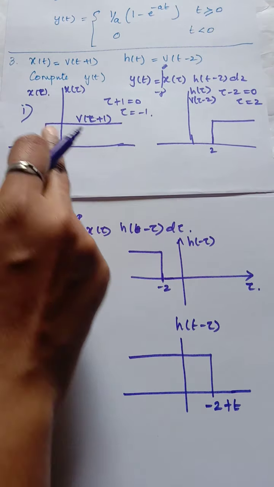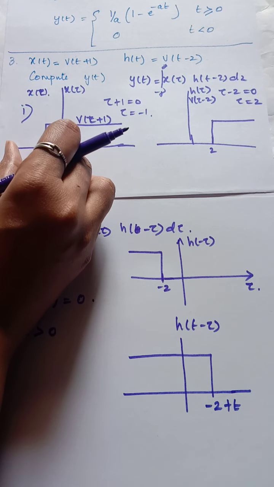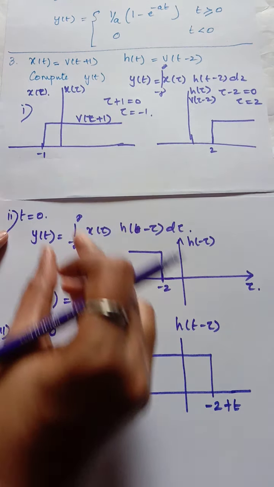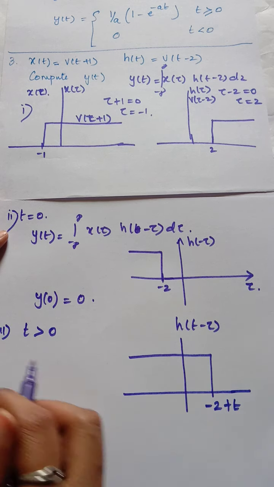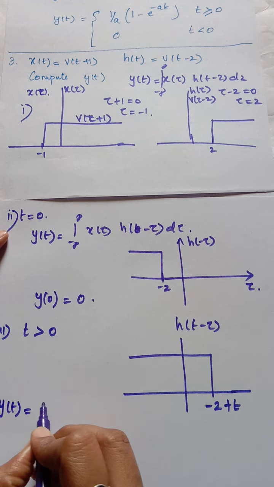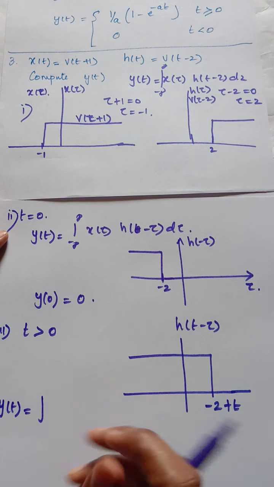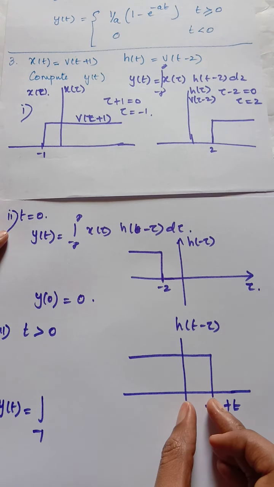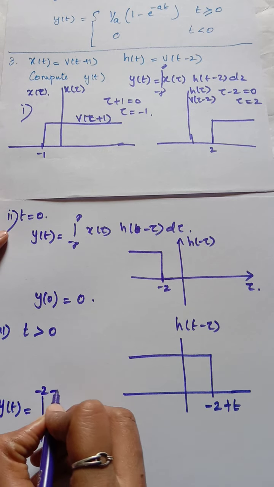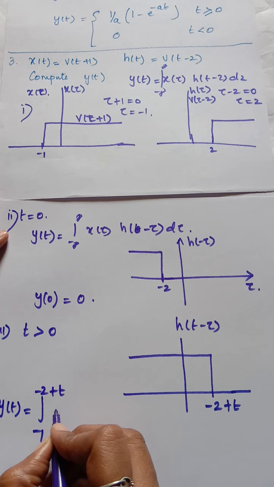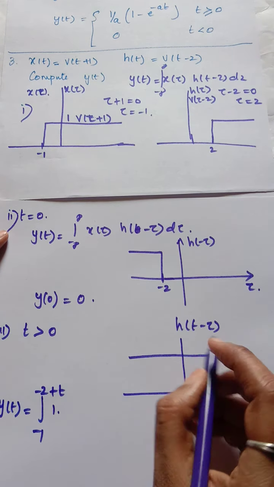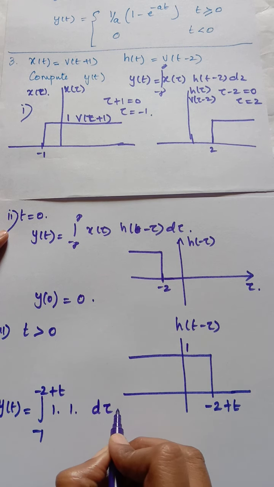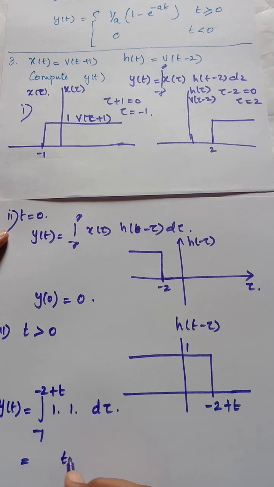Now consider these two signals. When you consider, in negative I am having minus 1 overlap, and in positive I am having minus 2 plus t. So the y of t formula is: in negative the integral limit is minus 1, in positive the upper limit is up to minus 2 plus t. The value is also 1. This x of tau, since it is a unit impulse, the value is 1. H of t minus tau amplitude is also 1, into d tau. So when you perform integration from minus 1 to minus 2 plus t.